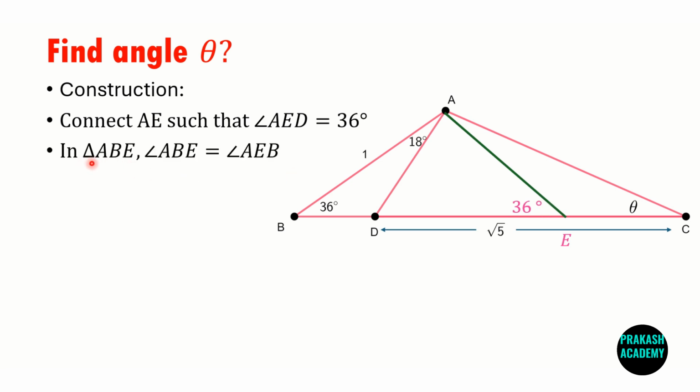Now let us consider triangle ABE. Now this angle is 36 degrees and from construction this angle is also 36 degrees. This means this is an isosceles triangle. So this side AB is equal to AE and this is 1 unit. This means this side is also 1 unit. So AB is equal to AE and both are equal to 1 unit.